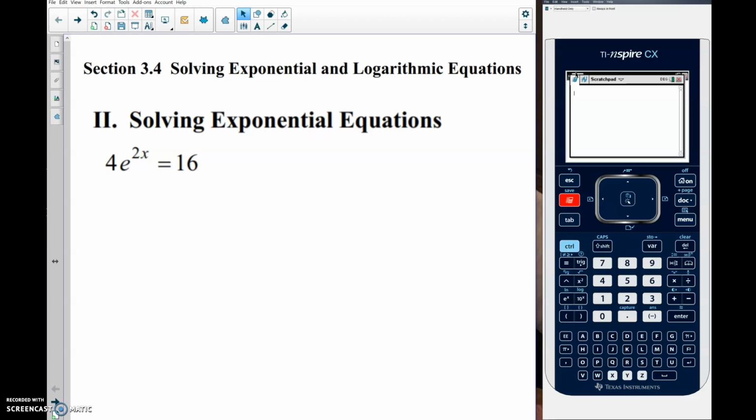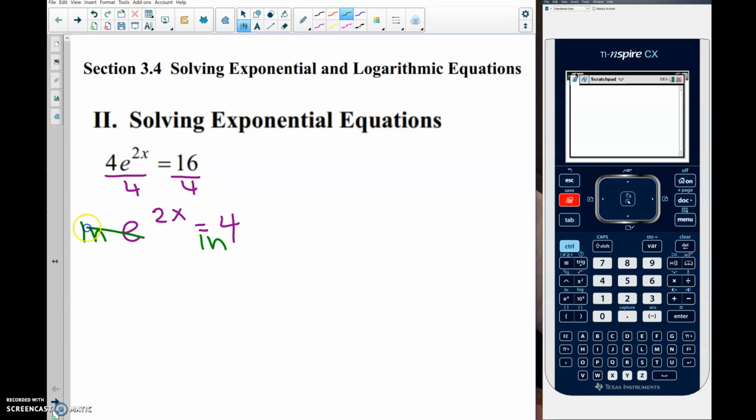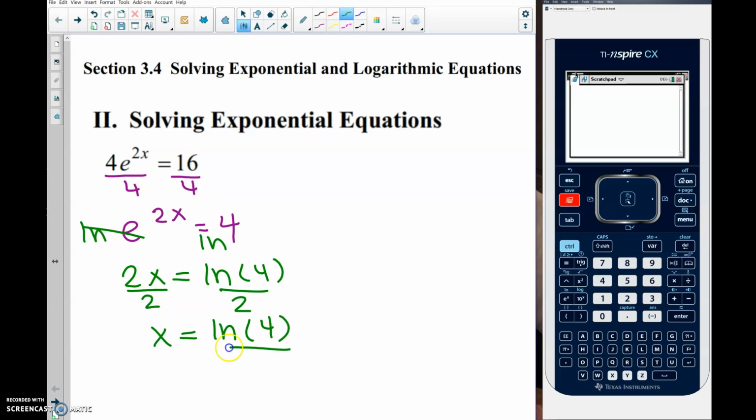All right, so the first one here, for e to the 2x equals 16, we are trying to solve this equation for x. So first step we need to do is isolate the base, so divide both sides by 4. e to the 2x equals 4. The inverse of e is ln. Take ln of both sides. 2x equals the ln of 4. Divide by 2. This is the exact answer.